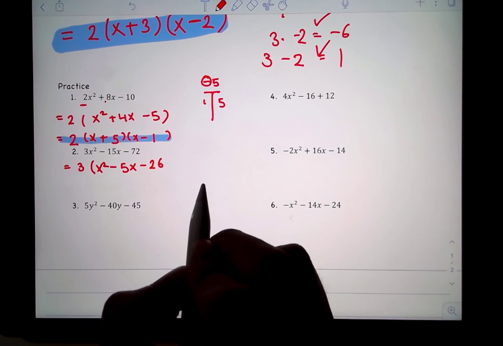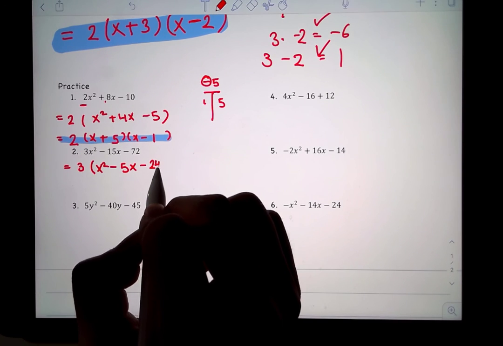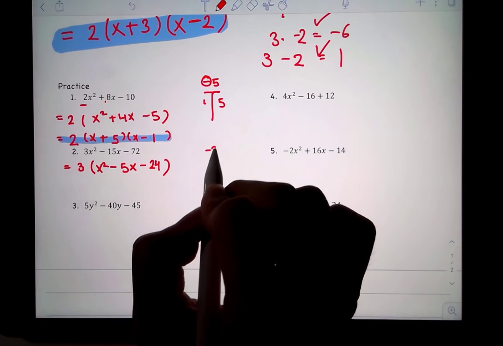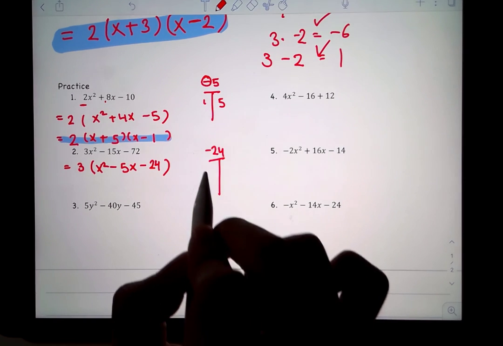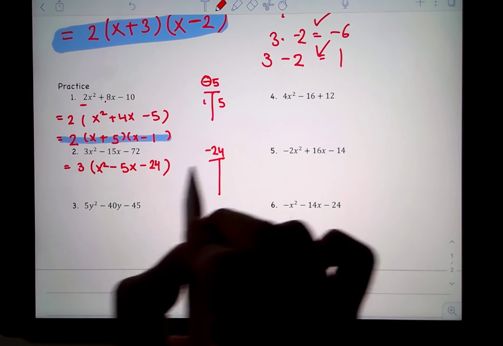26, right? No, 24. 24. And then we factor this one. So -24. The difference is 5. I want to get two numbers. The difference is 5, right?